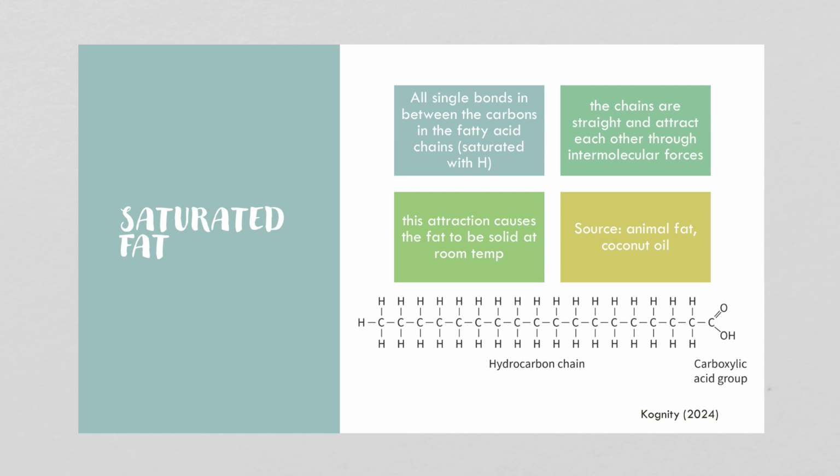So the main sources of saturated fats would be animal fat and coconut oil. Some vegetable oils also have some saturated fats, but generally animal fat is the main one. You can see here there are no double bonds between any of the carbons in the hydrocarbon chain. So this is a saturated fat, and you can see that it is straight.